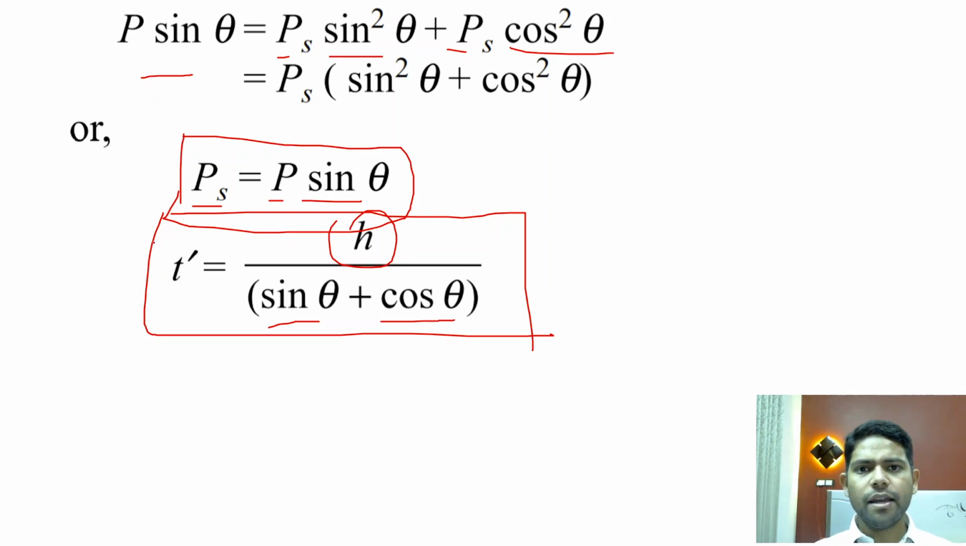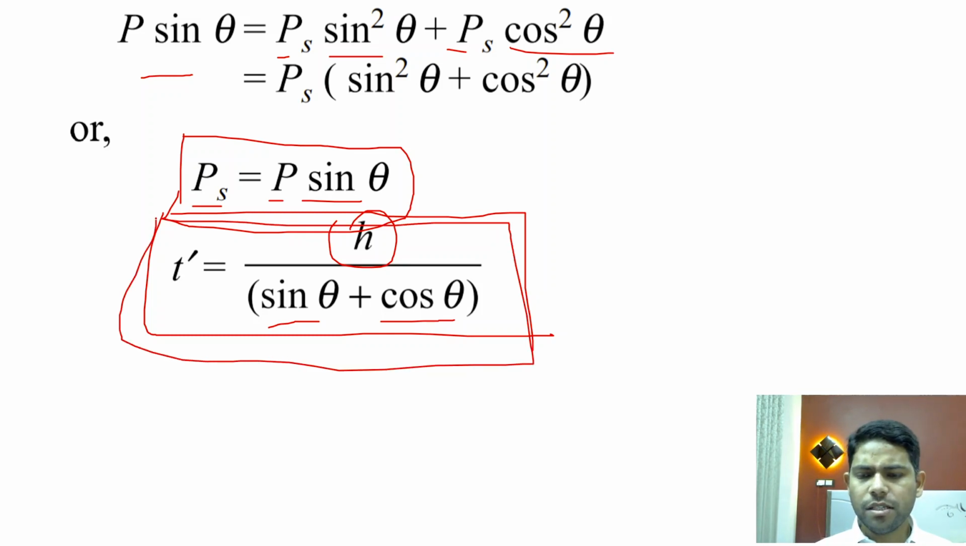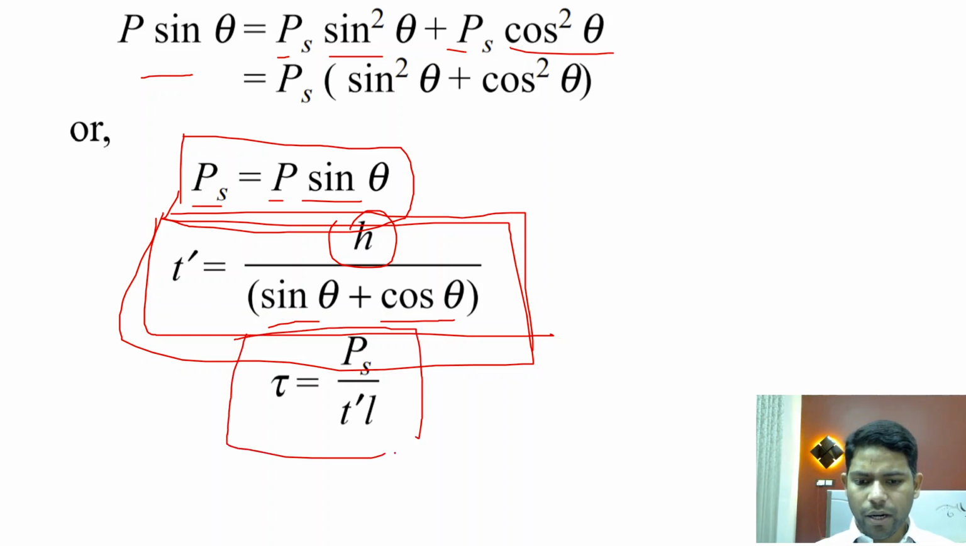This value we have taken from the derivation of parallel fillet weld, and since the cross sectional area for parallel fillet weld as well as for transverse fillet weld is a right angle isosceles triangle, this relation is valid for both the cases. Now again, the shear stress inside the weld is equal to the shear force acting inside the weld divided by the cross-sectional area, which is T dash times L.